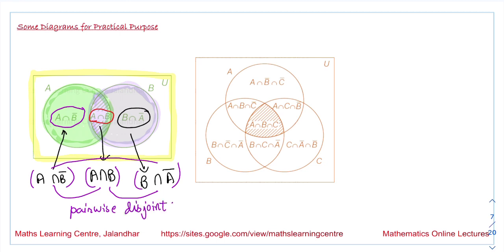It is clear that these are pairwise disjoint, meaning that this portion and this portion have nothing in common. This portion and this portion have nothing in common. This first and last have nothing in common. And the second thing that we obtain is that if we take the union of all these three portions, then that is equal to A union B.